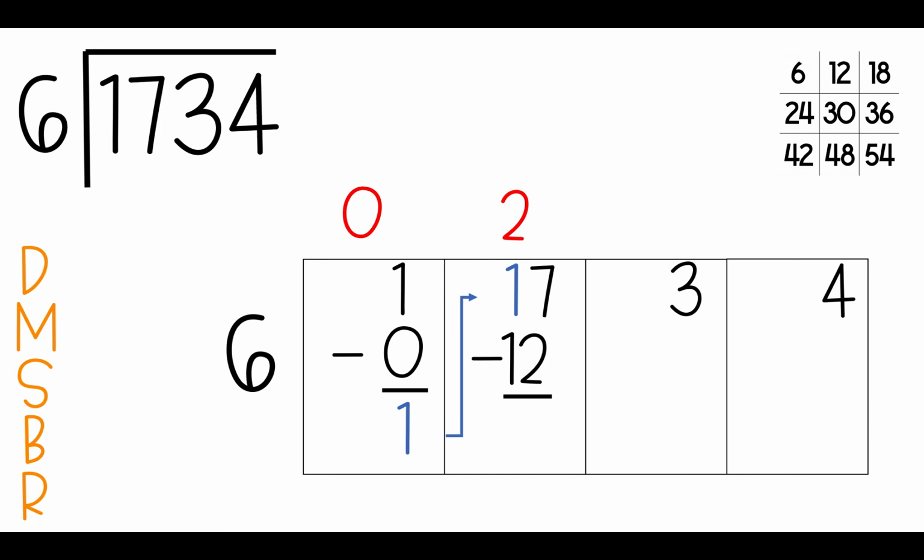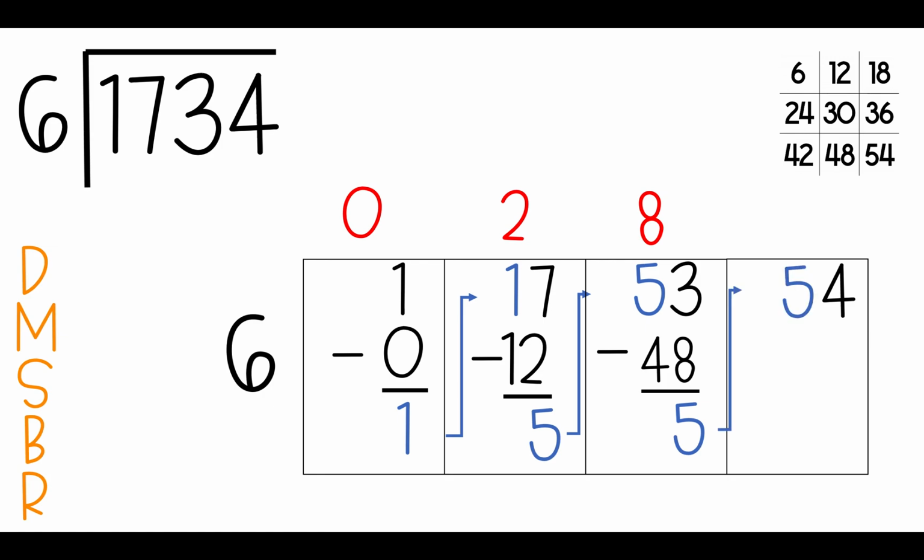Okay, 2 times 6 is 12, I subtract, and I'm left with 5. And I bump that 5 over. Now I have 53. 6 can go into 53 8 times, right? If it goes in 9 times, that's 54. That's too many. So it can go in 8 times. And then 8 times 6 is 48. I can subtract. I'm left with 5. Then I bump that 5 over, and I have 54. Now I repeat. 54 divided by 6. 6 can go into 54 9 times, right?